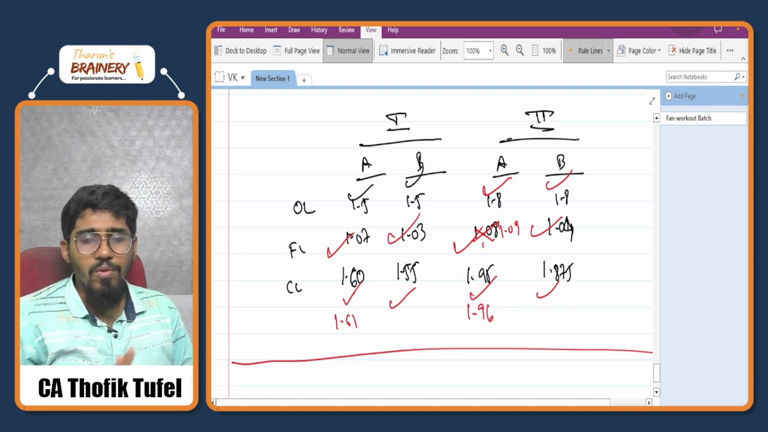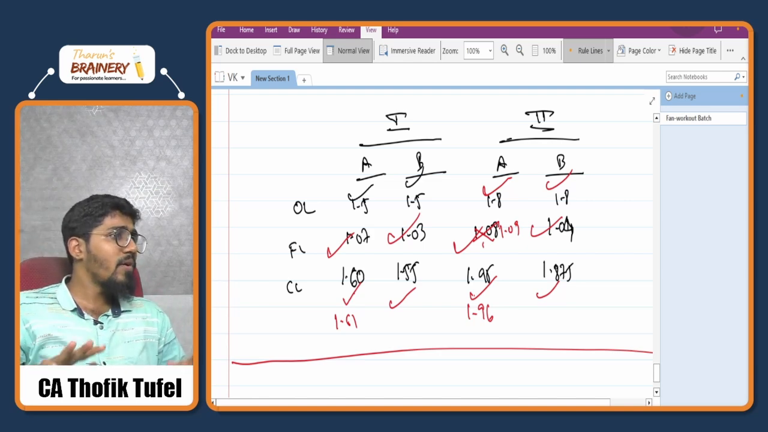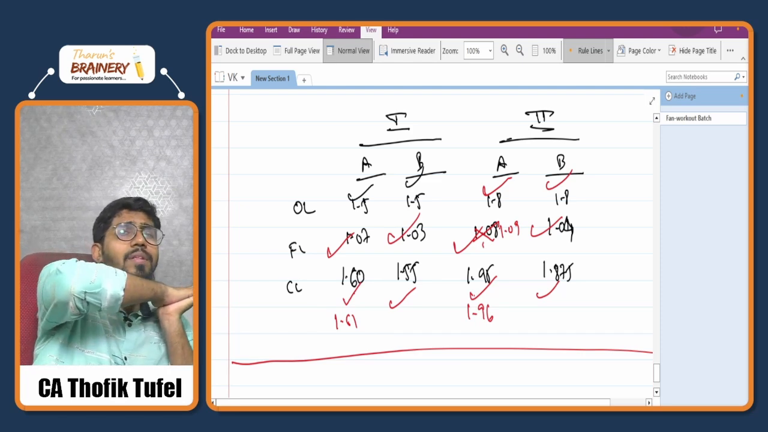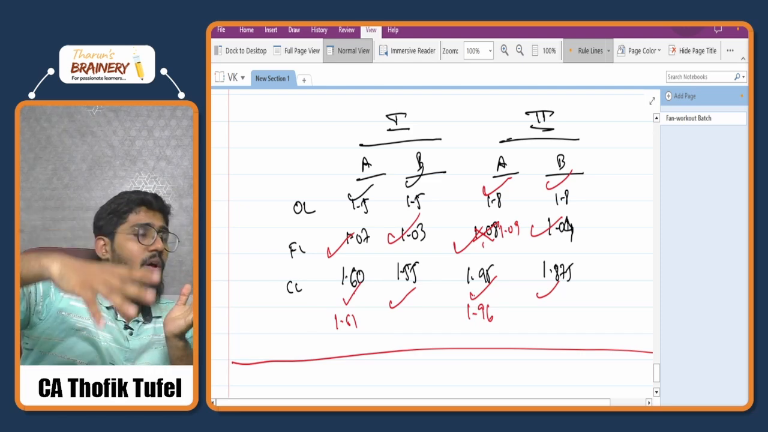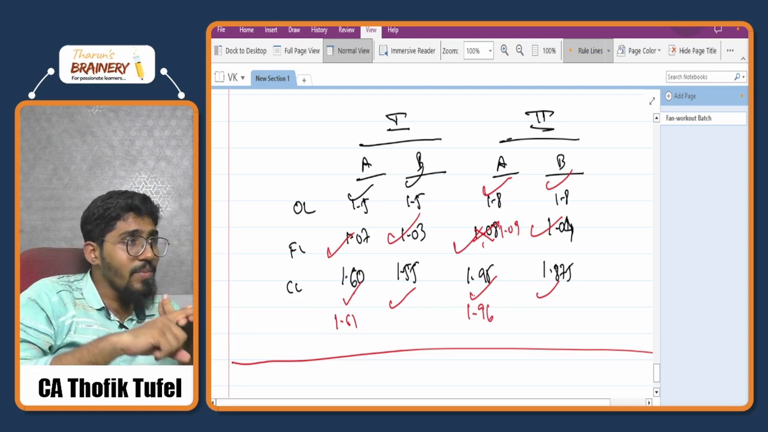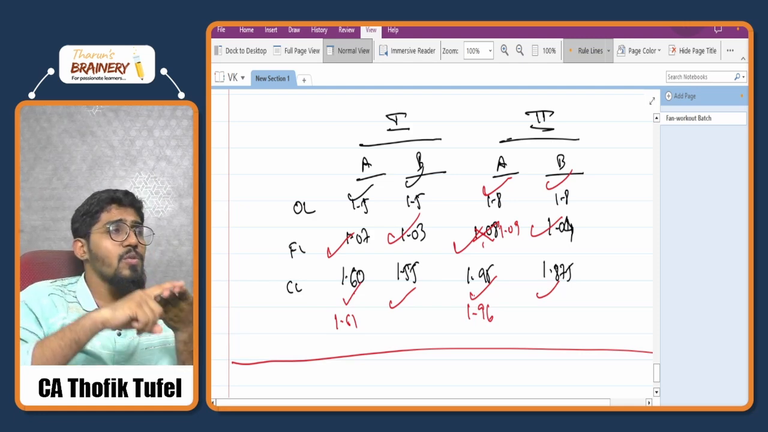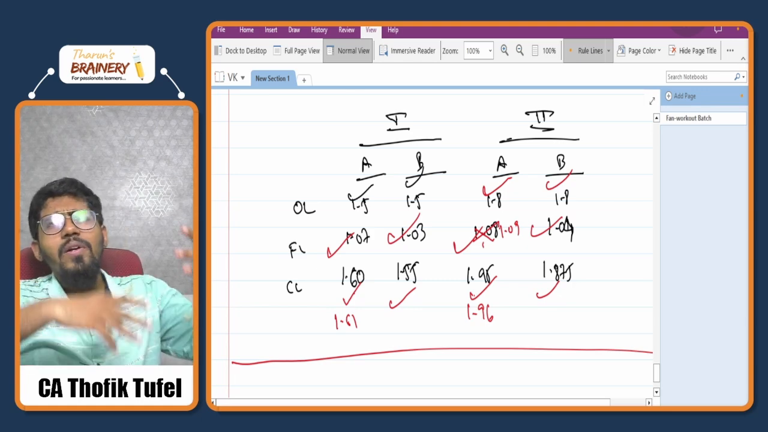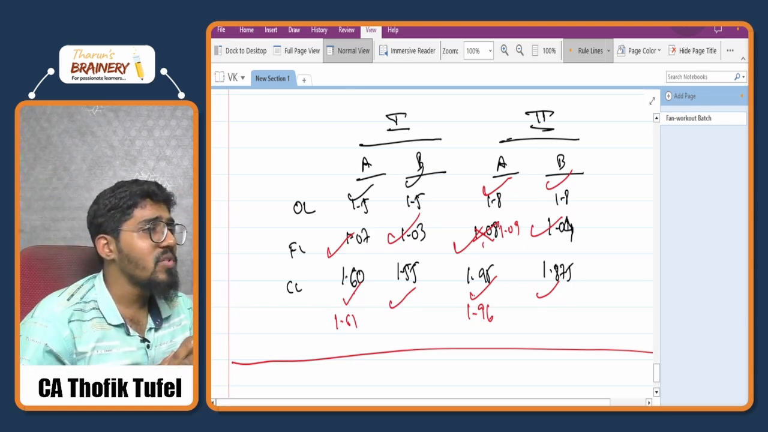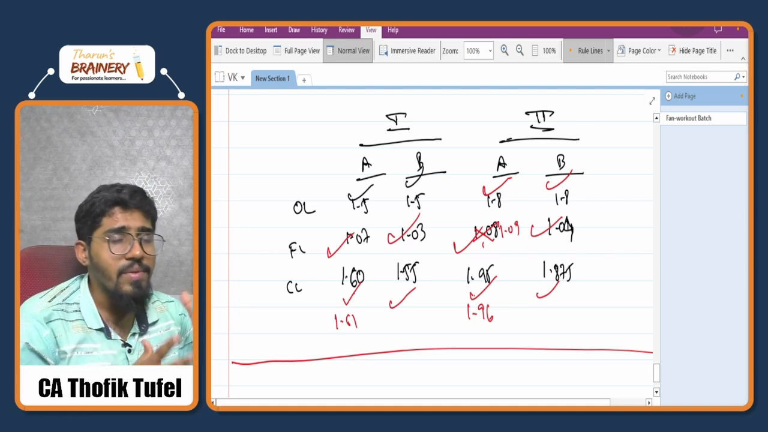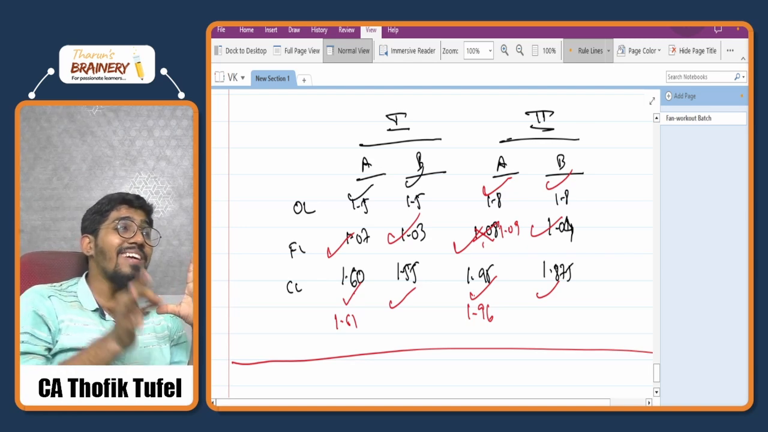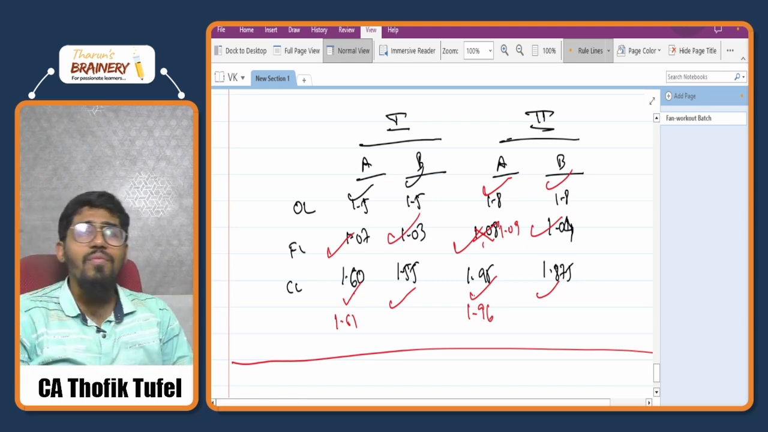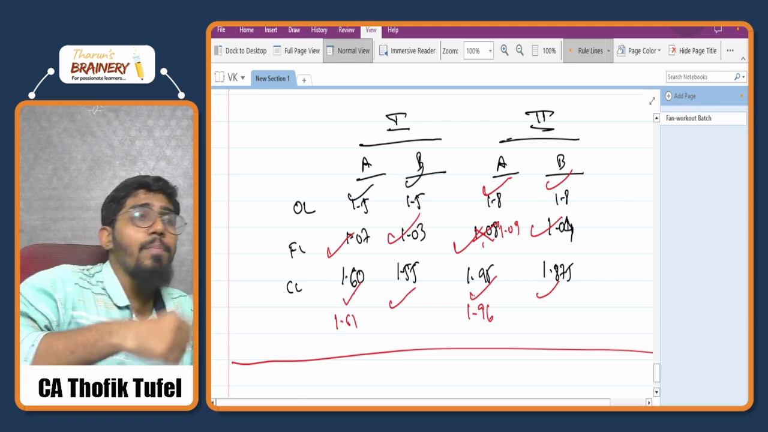So for now, if I want to make a small consolidation of today's class, we started with the foundation of financial management. What is financial management? It means taking decisions. How many types of decisions, what are the objectives of financial management, all this we discussed. Then we went on to understand how an income statement is made. Then we understood the real concept of leverages, then the formula for leverages, and then we solved a problem.